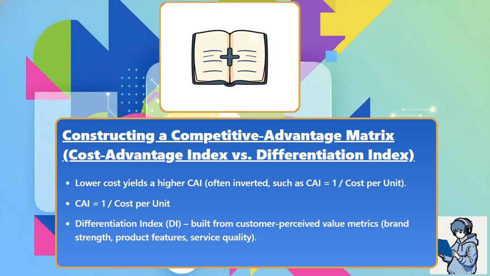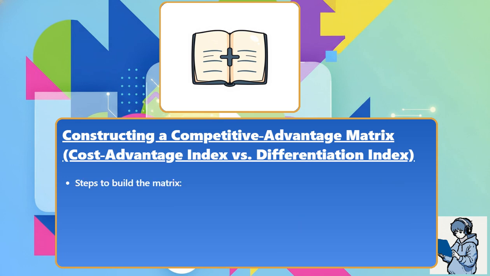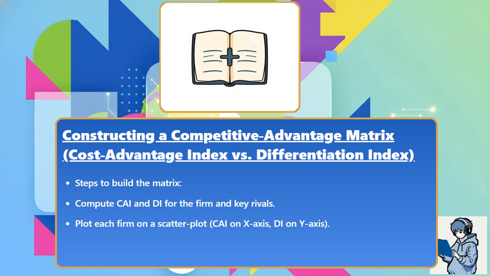Differentiation index, DI, built from customer-perceived value metrics: brand strength, product features, service quality. Higher scores indicate stronger differentiation. The steps to build the matrix. Compute CAI and DI for the firm and key rivals. Plot each firm on a scatter plot: CAI on x-axis, DI on y-axis.